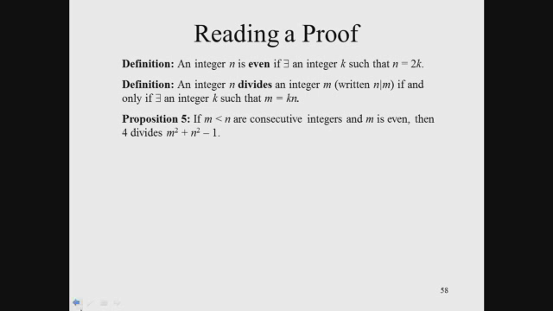If m is less than n are consecutive integers and m is even, then 4 divides m squared plus n squared minus 1. Okay, so of course, the first thing you did was identify the hypothesis A and the conclusion B. And now what I'm going to show you is a condensed proof.